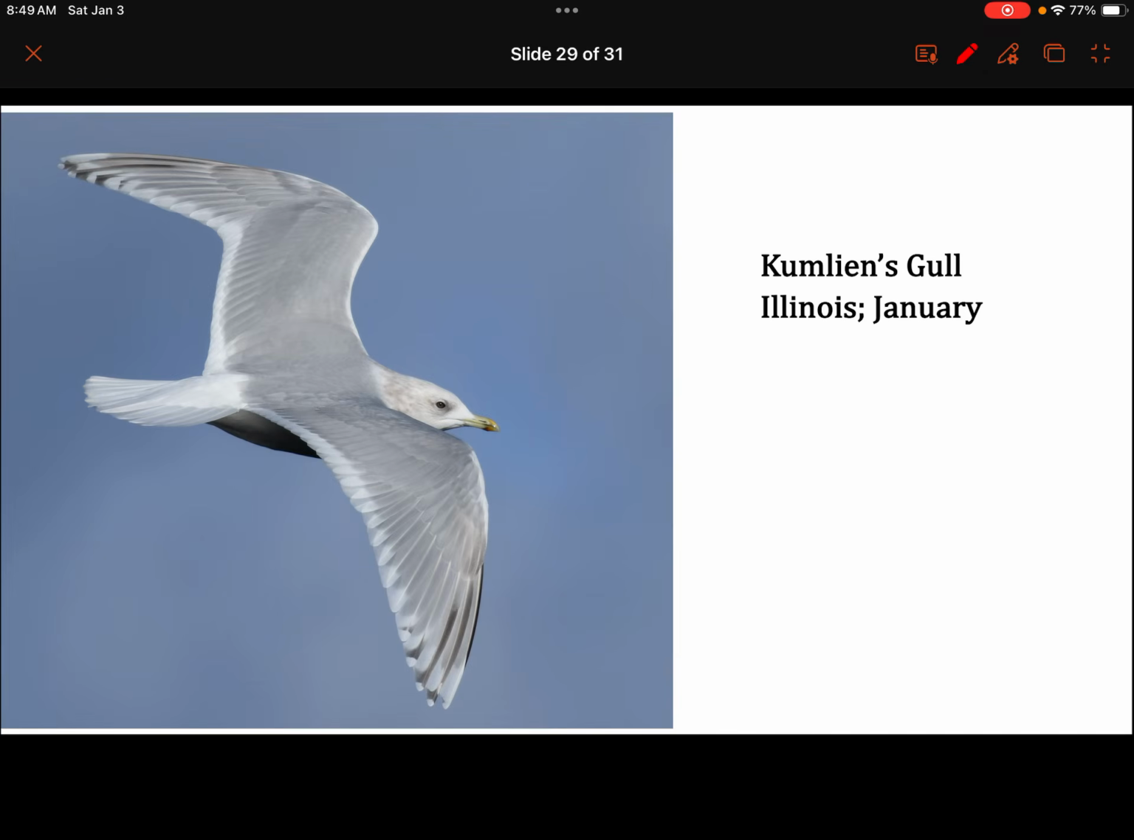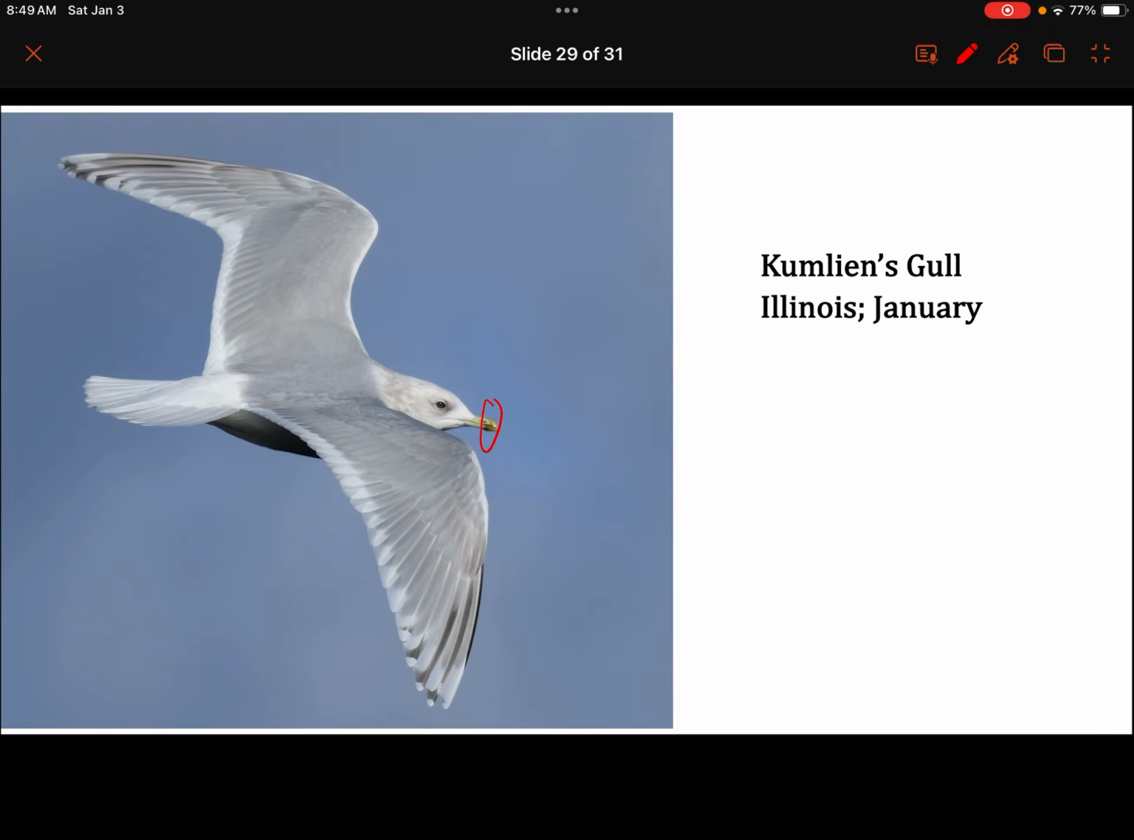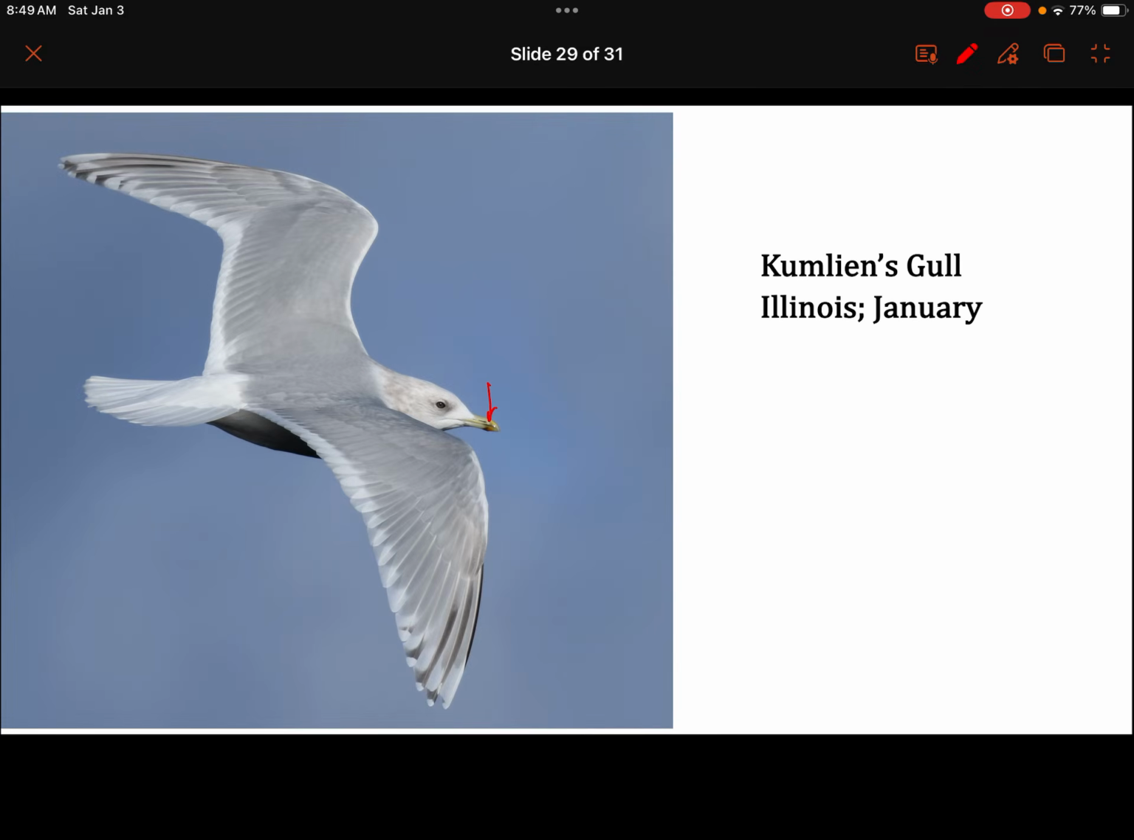Kumlien's gull. There's another Kumlien's, this one in Illinois in January. Unmarked tail, unmarked secondaries. The bill pattern looks a little interesting. Not the typical adult-like bill pattern. Usually when I see this bill pattern, it kind of prompts me to start looking at other things. It's one of my idiosyncrasies. I'll be scanning and I see these bill patterns, and then right away, all right, now I want to see the open wing on this bird.